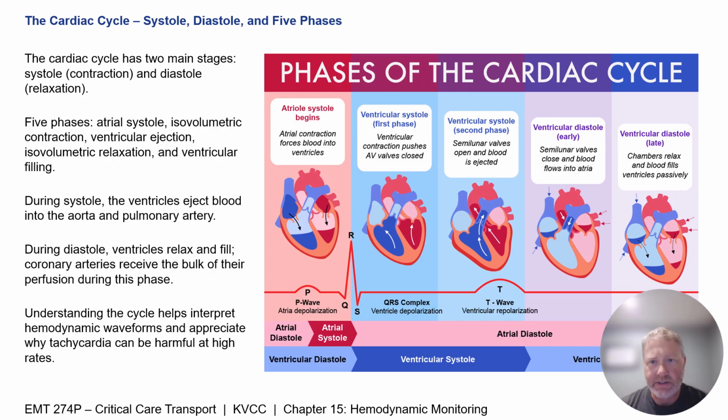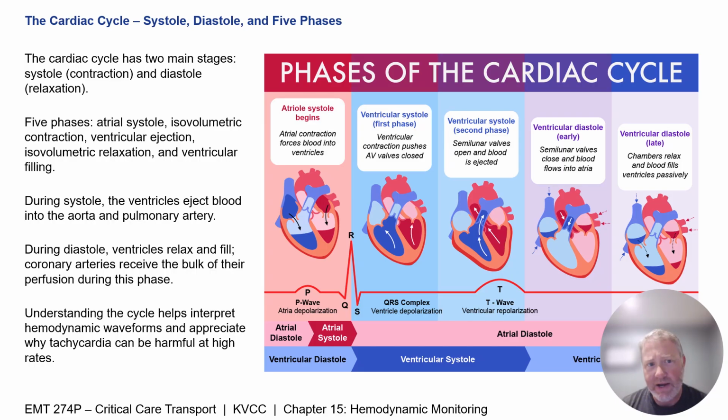The cardiac cycle is the sequence of filling, contraction, ejection, and relaxation that generates every pressure waveform seen on the monitor. Atrial systole contributes the final portion of ventricular filling. Isovolumetric contraction produces a rapid rise in pressure before the semilunar valves open. Ventricular ejection creates a systolic flow into the pulmonary artery and the aorta, and isovolumetric relaxation begins after valve closure, and ventricle filling continues during diastole.